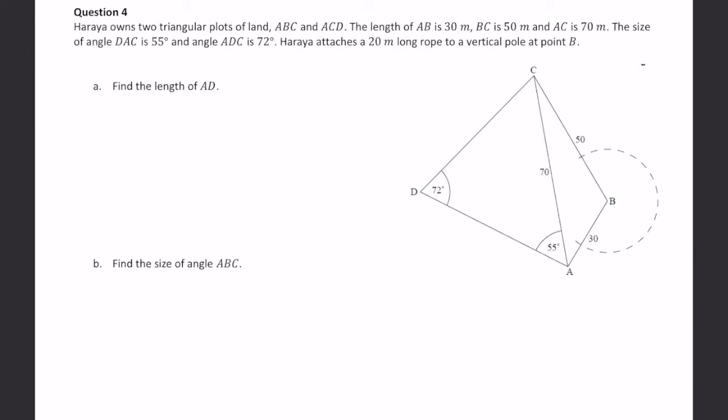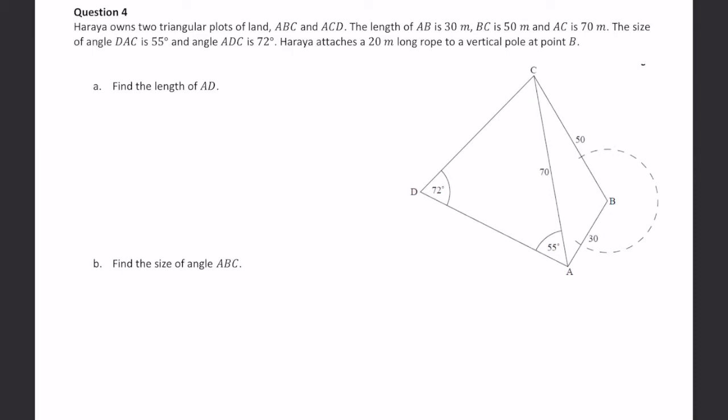So question 4 says Haraya owns two triangular plots of land, ABC and ACD. The length of AB is 30 meters, BC is 50 meters, and AC is 70 meters. The size of angle DAC is 55 degrees, and angle ADC is 72 degrees. Haraya attaches a 20 meter long rope to a vertical pole at point B.